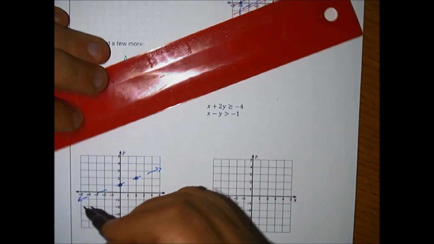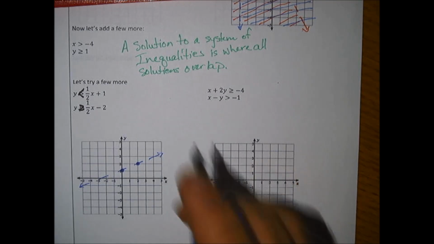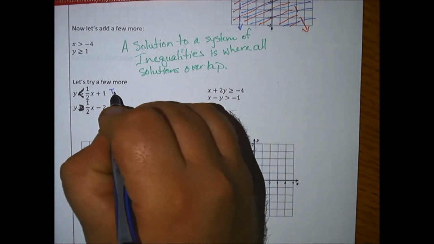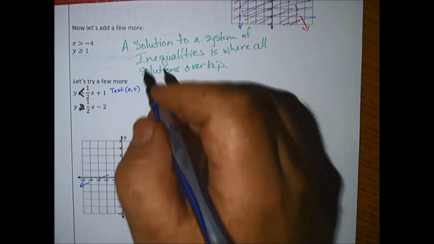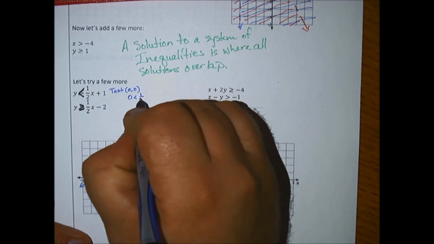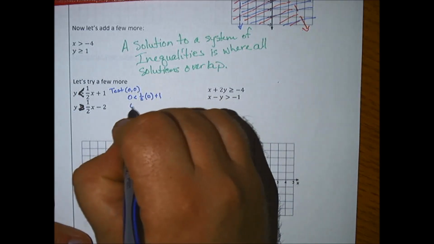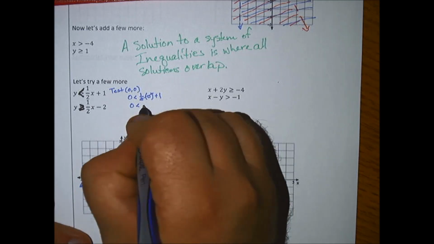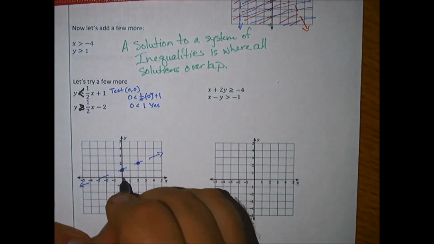So that one goes right there. Now let's see where I would shade this graph. So I'm going to test 0, 0. Okay. So the question is 0 less than 1/2 times 0 plus 1? So is 0 less than, that goes away, 1? Yes, it is. So the point 0, 0 works.